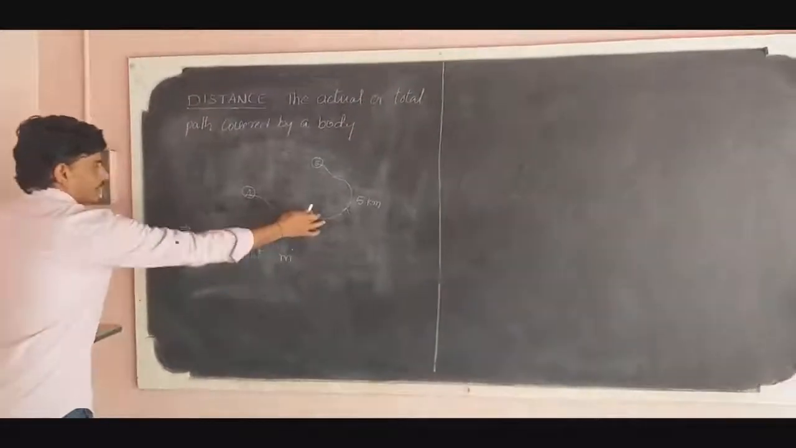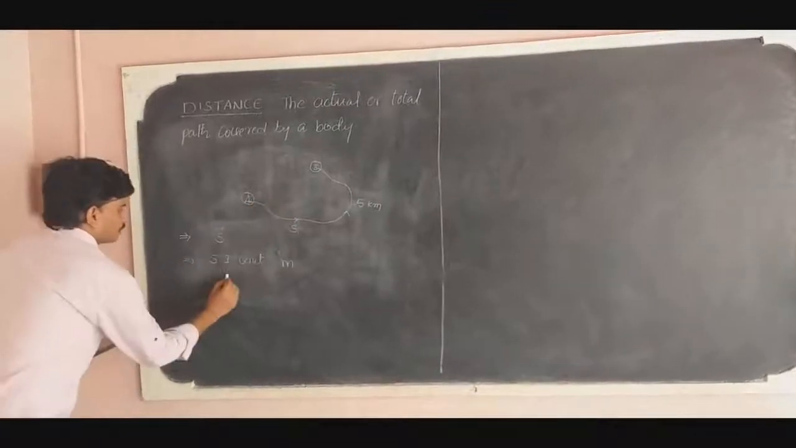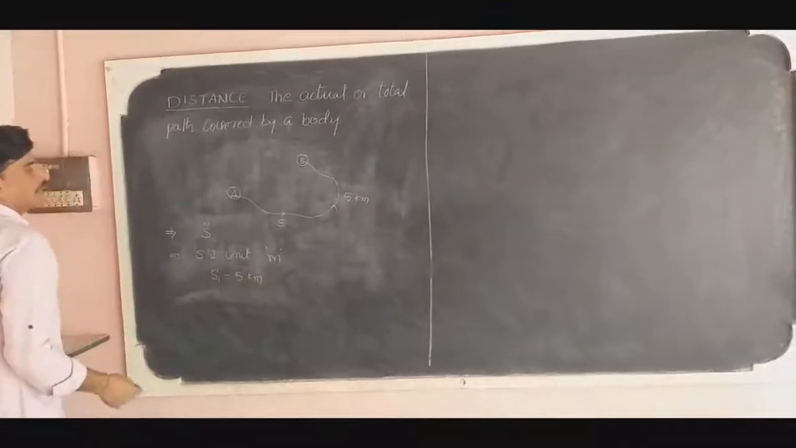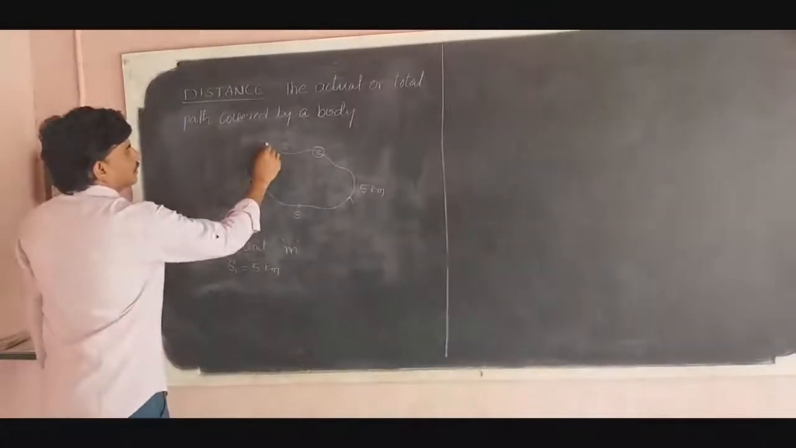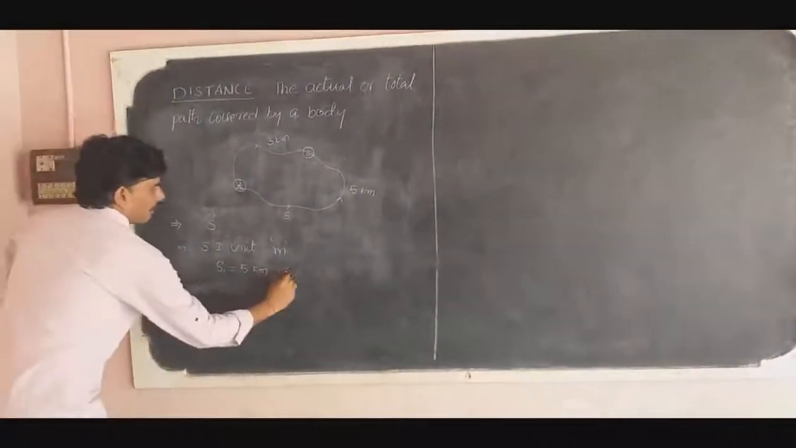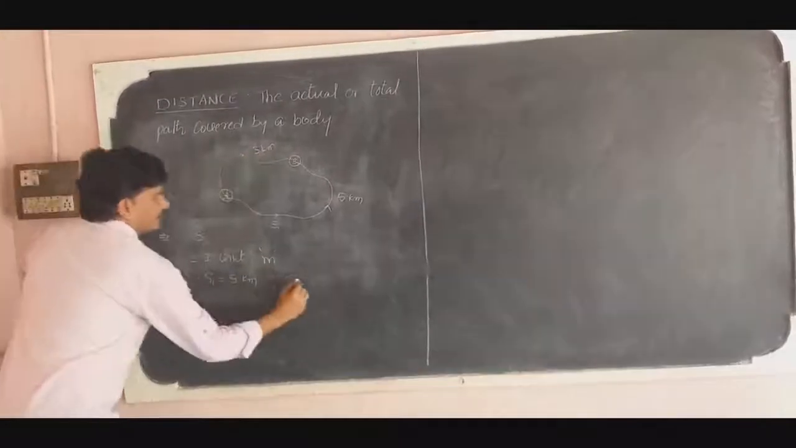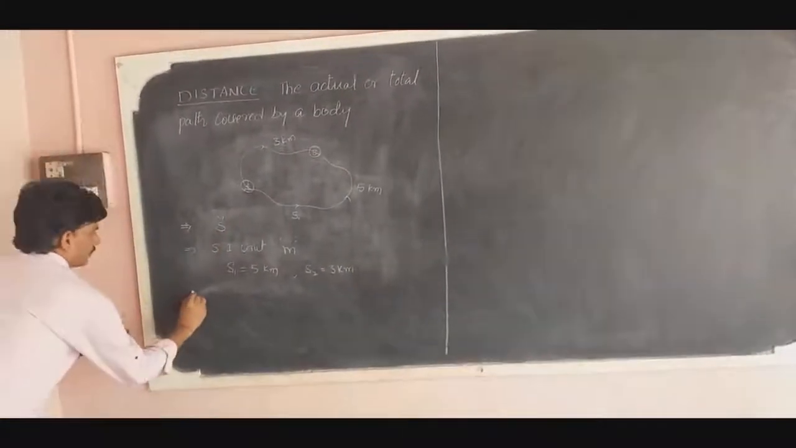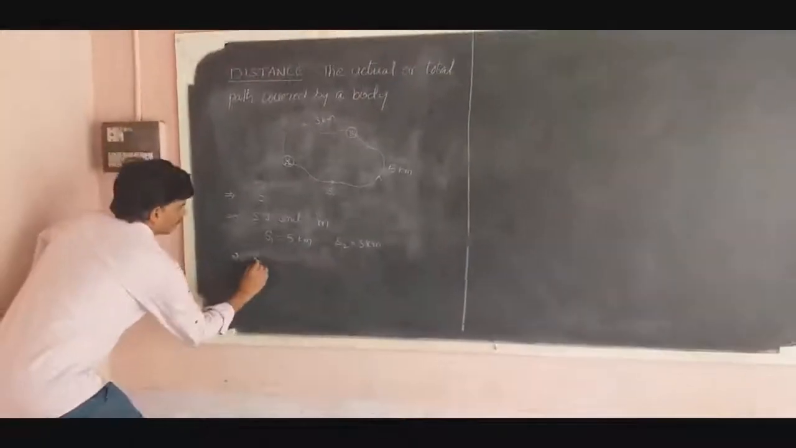So you can write, for example, this is the path covered by the body. I am taking it as S1. So S1 is equal to 5 kilometers. Similarly, one more object goes from A to B in this direction. It may be just 3 kilometers. So I can take S2, the path covered by the other body, as 3 kilometers. Good. Next, distance is a scalar quantity.